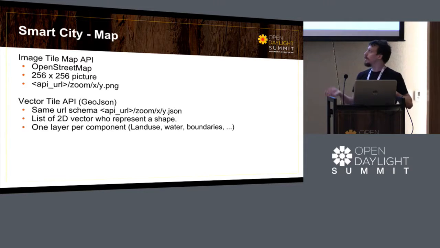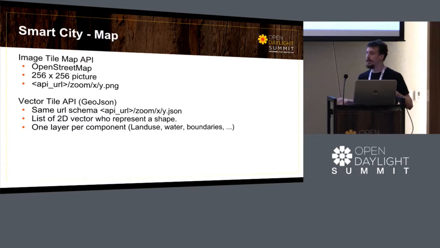So with the specific position, you get the tile, and based on how many tiles you display, you just fill everything based on the point where you are fixing your center. The vector tile API is kind of similar, but it's in JSON file format. So instead of having a picture, you will have just a list of vectors.